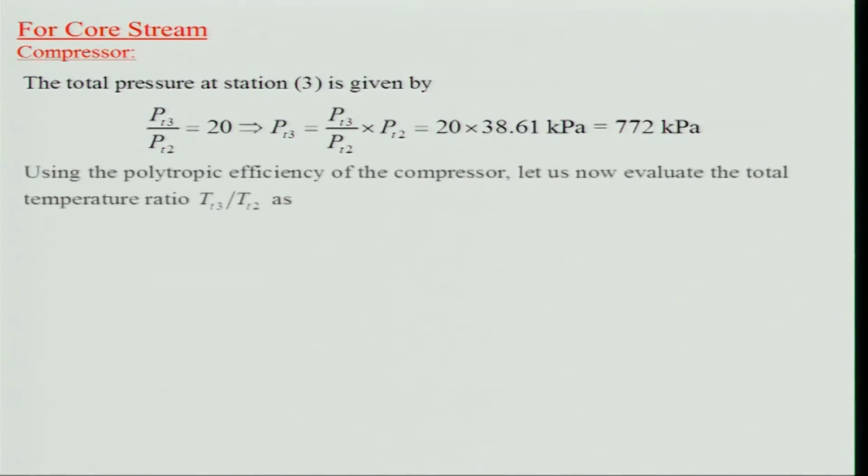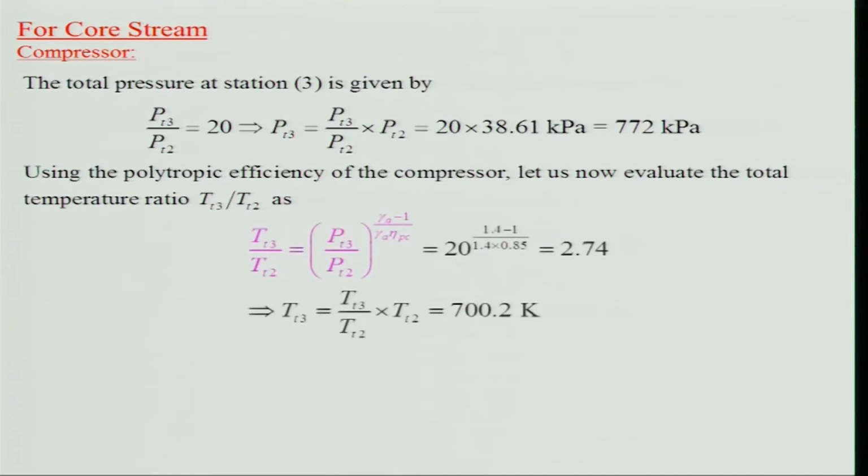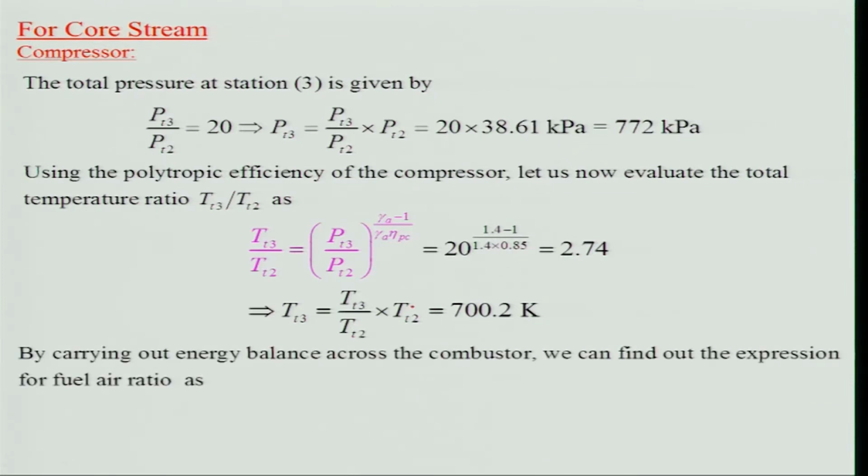Using the polytropic efficiency of compression, let us now evaluate this Tt3 by Tt2 into Pt3 by Pt2, eta minus 1, eta P gamma minus 1 divided by gamma a and eta PC. So, when you substitute these values, you will get 2.74, and then from that we know Tt2. So, you can get Tt3 as 700.02 Kelvin.